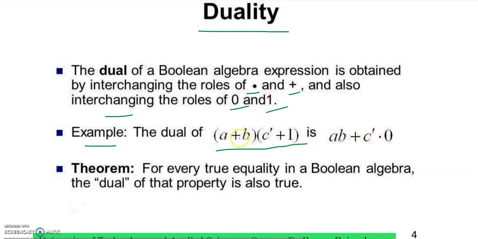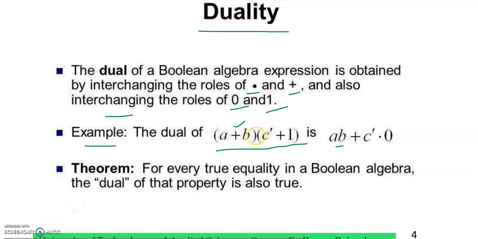Why? You see here, in between a and b you have plus. So what you have to do? If you have plus, you have to replace it by dot. If you have dot, you have to replace it by plus. So now I have plus here, so I replace it by the product. Now it will become like AB.